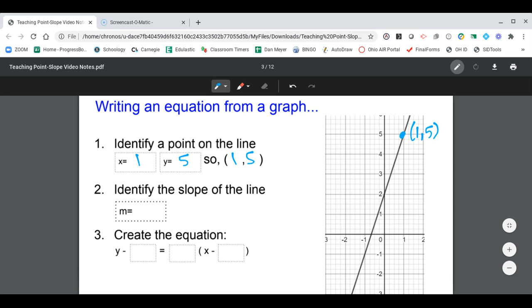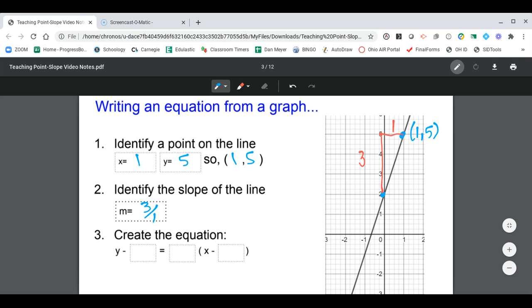So I have found half of the information I need to write an equation in point-slope form. The other half will be the slope. So if you remember rise over run, I need to find a second point. Doesn't matter where it is. So let's go with (0, 2). And then I'm going to calculate how much did I rise and how much did I run. And that will be my slope. So looks like I rose 3 and I ran 1. So my slope, 3 over 1.